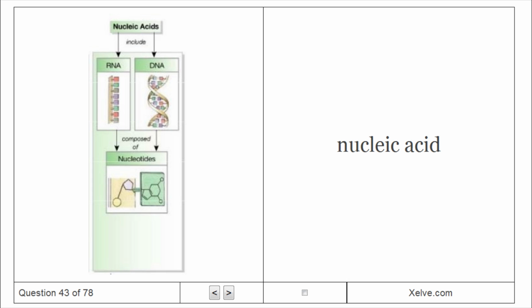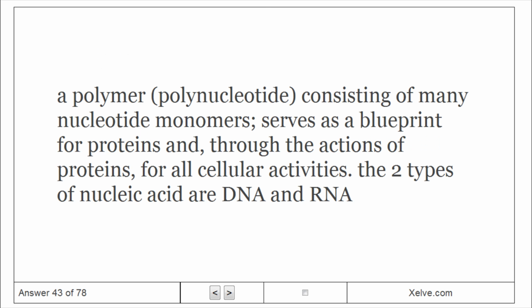Nucleic acid. A polymer, polynucleotide, consisting of many nucleotide monomers, serves as a blueprint for proteins and, through the actions of proteins, for all cellular activities. The two types of nucleic acid are DNA and RNA.